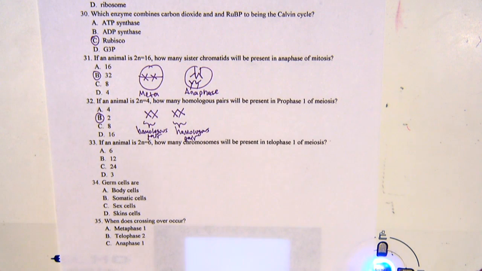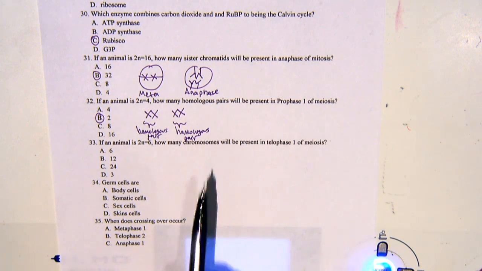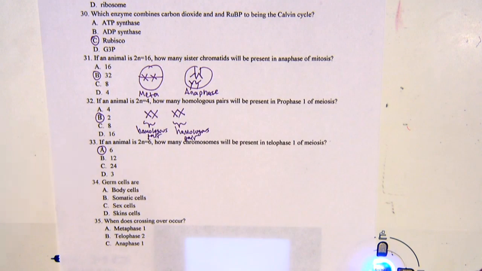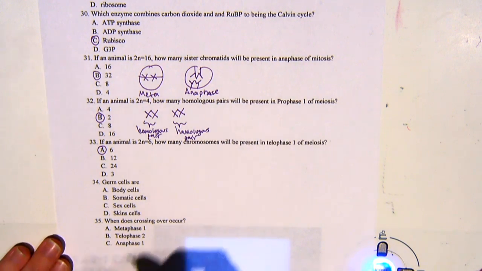#33. If an animal's diploid number is 6, how many chromosomes will be present in telophase 1 of meiosis? So, in telophase 1, we're not yet haploid because our cells have not been cut in half. And we're just asked how many chromosomes. So, we're going to have 6. We're going to have 6 because nothing has really happened by telophase 1.